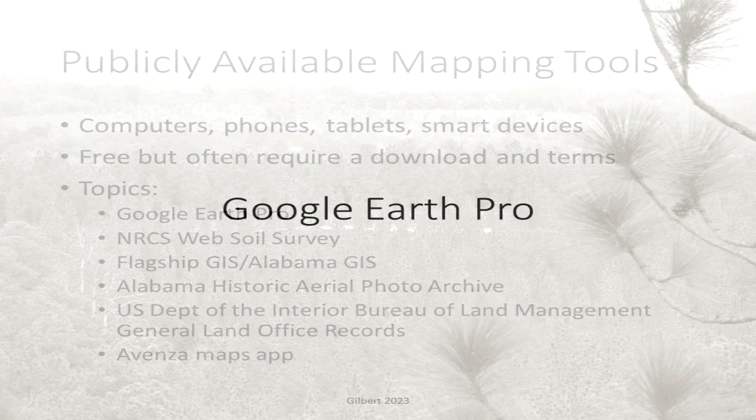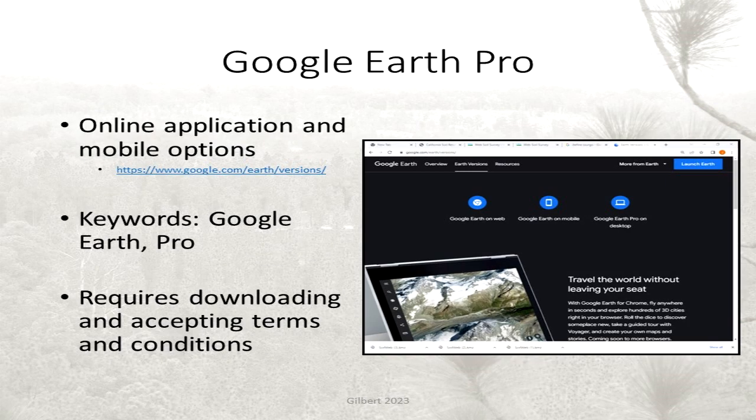So Google Earth Pro, it's an online application, but it can also work on mobile platforms. I put everything up as a link, but links change so much. Keywords, you just type in Google Earth Pro and you'll be able to pull up something. It does require downloading and accepting terms and conditions, which is between you and Google.